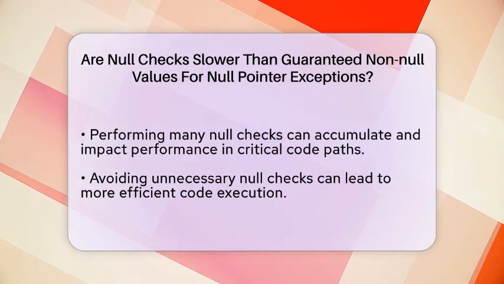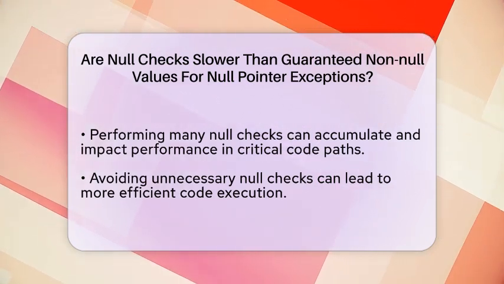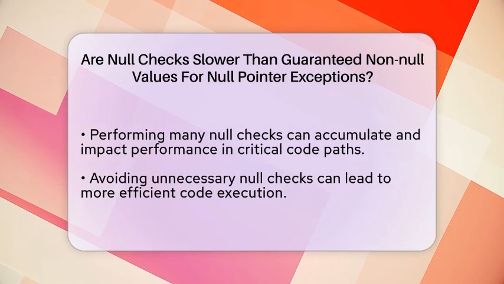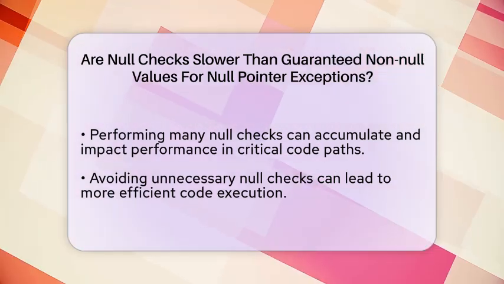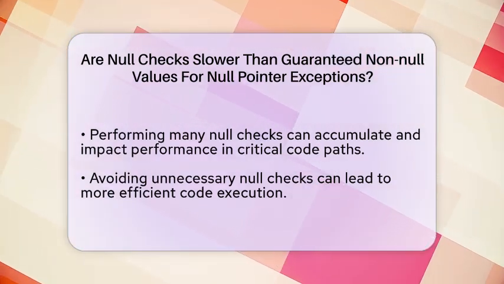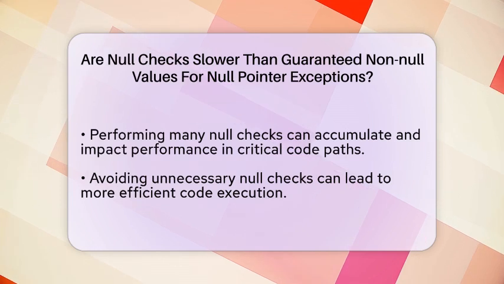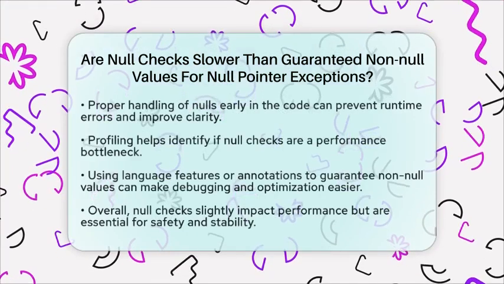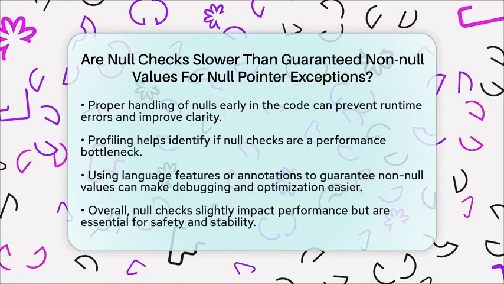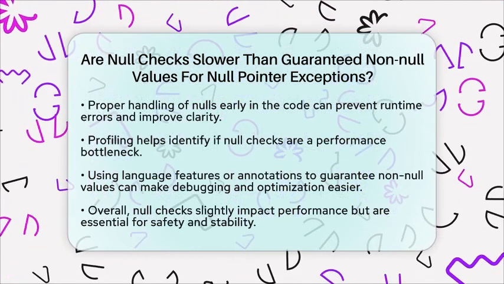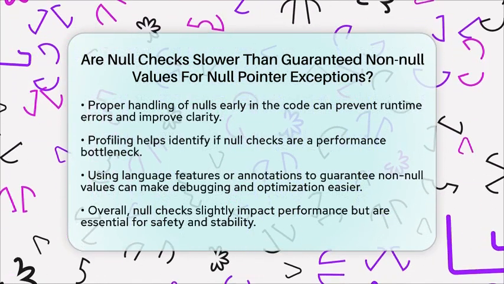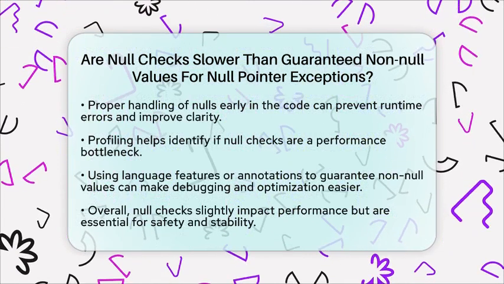When debugging, understanding this helps you write better code. Use language features or annotations that enforce non-null values at compile time. This reduces runtime checks and makes your program faster. When null checks are unavoidable, handle nulls early and explicitly. This prevents unexpected null pointer exceptions later on.